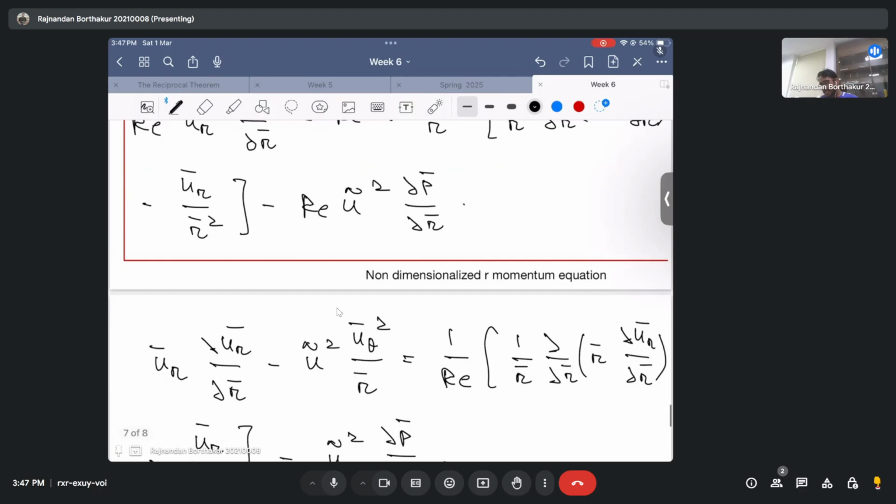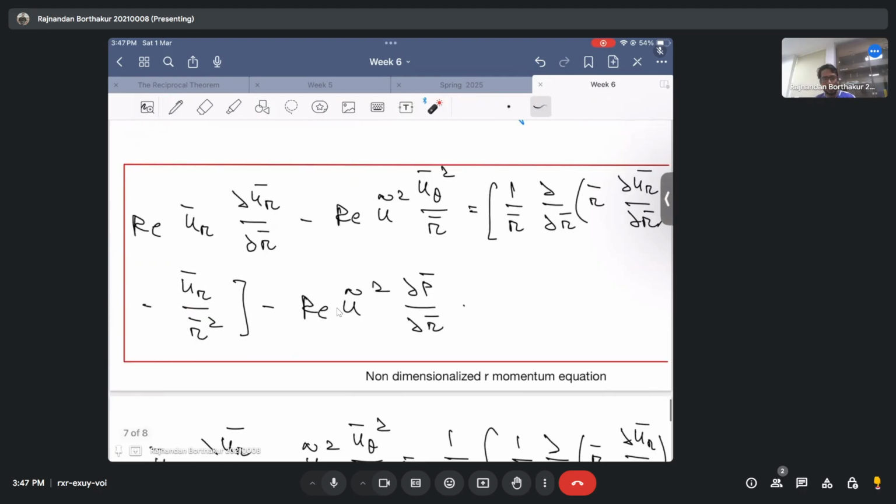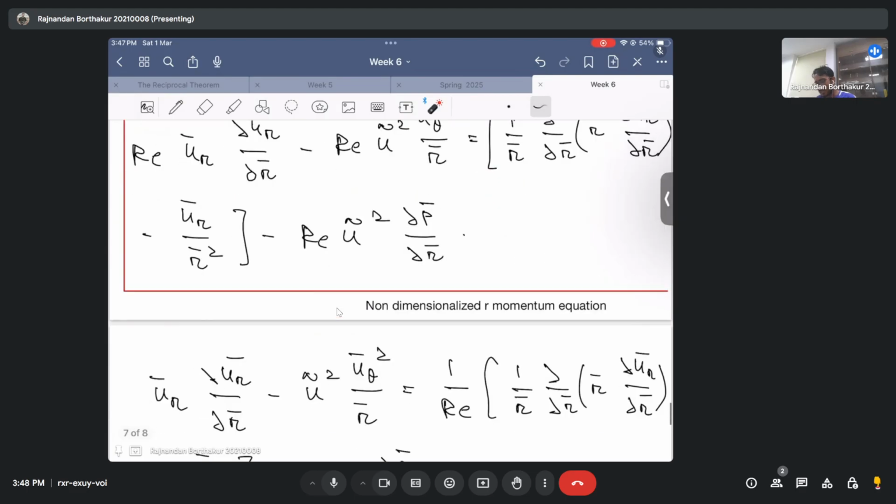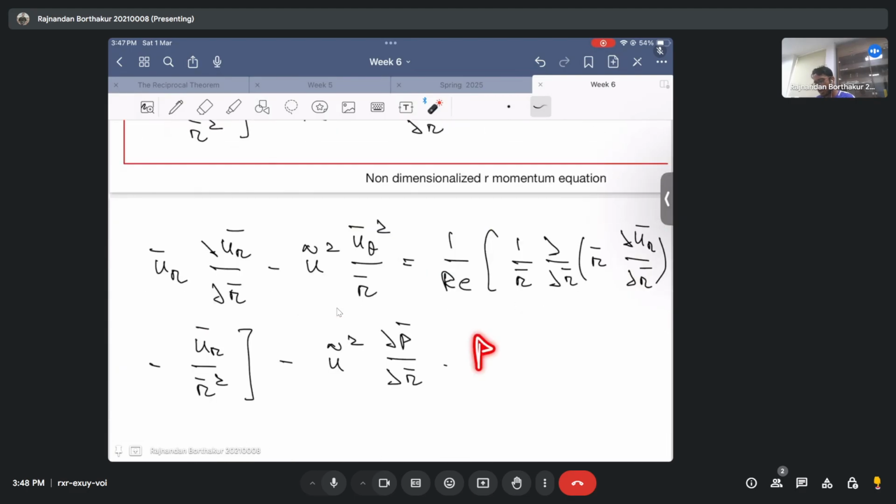So here is something you can now realize. We have derived the non-dimensionalized R momentum equation in terms of the non-dimensional variables, the suction Reynolds number and U tilde. But consider a scenario where the Reynolds number goes to 0. This limit is known as creeping flow. Let's say U tilde is order 1, which means the strength of omega and the strength of U are the same. If the Reynolds number goes to 0, then 1 upon Reynolds number will go to infinity.